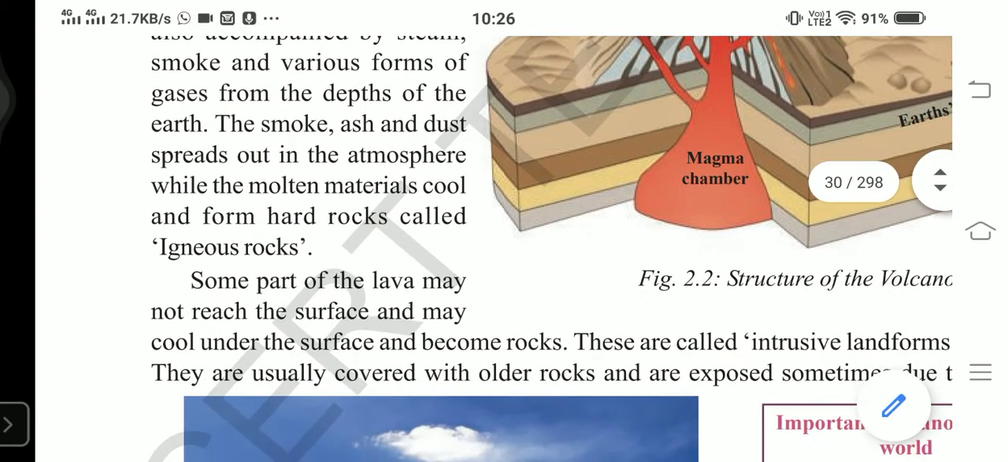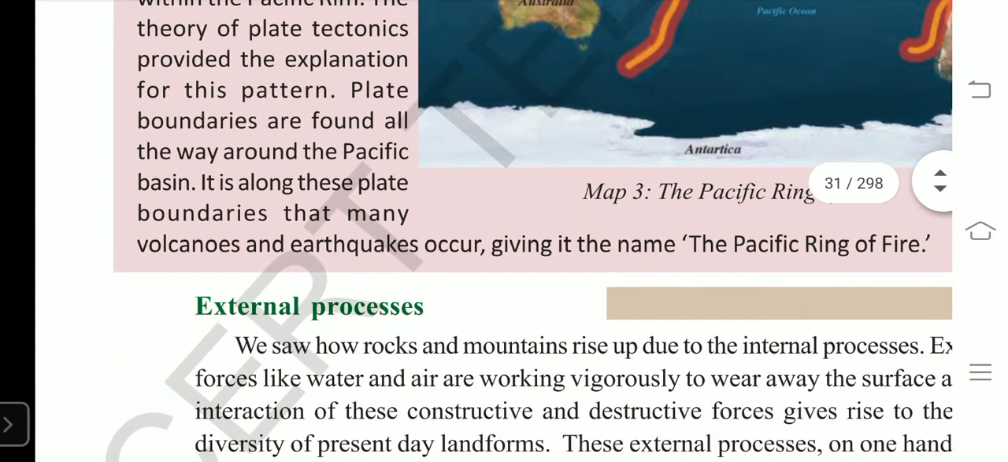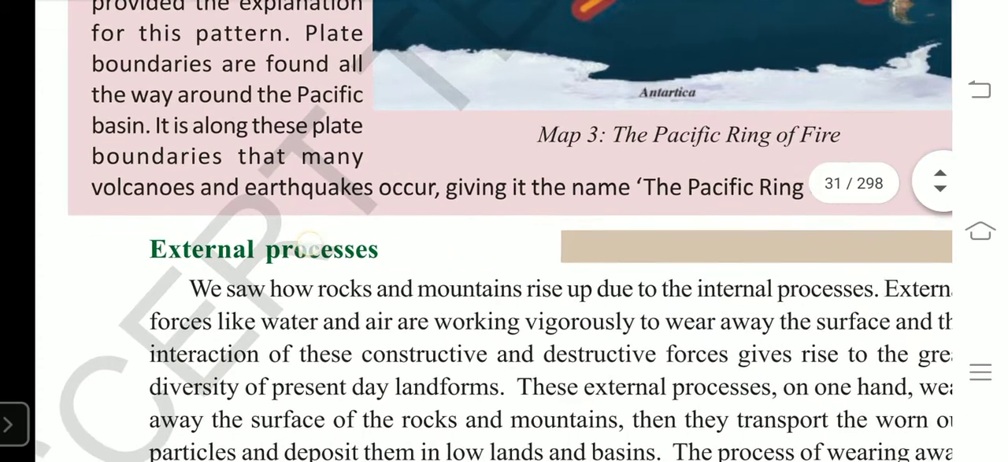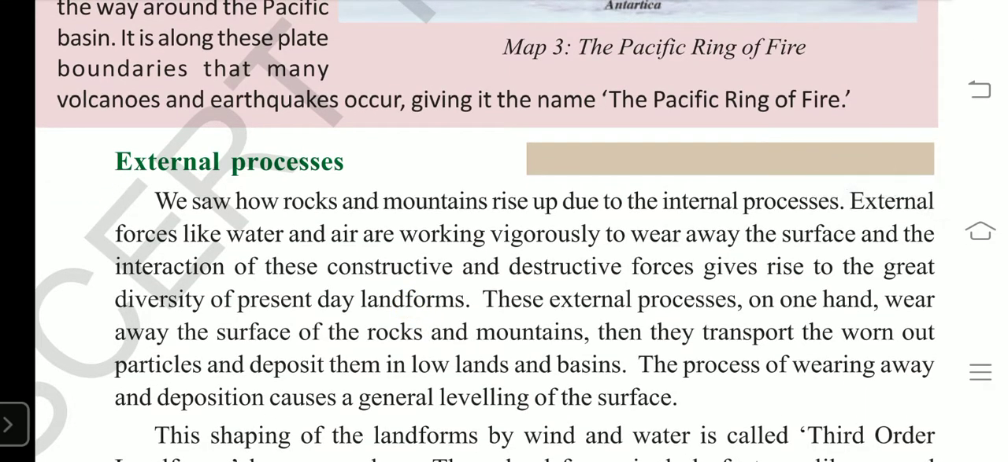Next, today we'll see external processes. That means some kind of activities taking place on the earth's surface. It is not inside the earth; it is above the earth's surface. What are those? Those are water and air. Flowing water and blowing air. They work rigorously, understand? Rigorously to wear away.